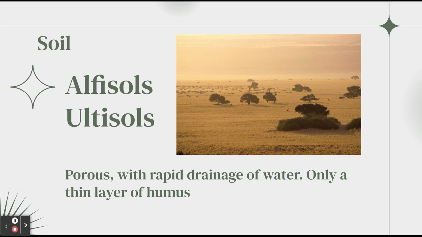The soil of the savanna is also porous, with rapid drainage of water. It has only a thin layer of humus, the organic portion of the soil created by partial decomposition of plant or animal matter, which provides vegetation with nutrients.